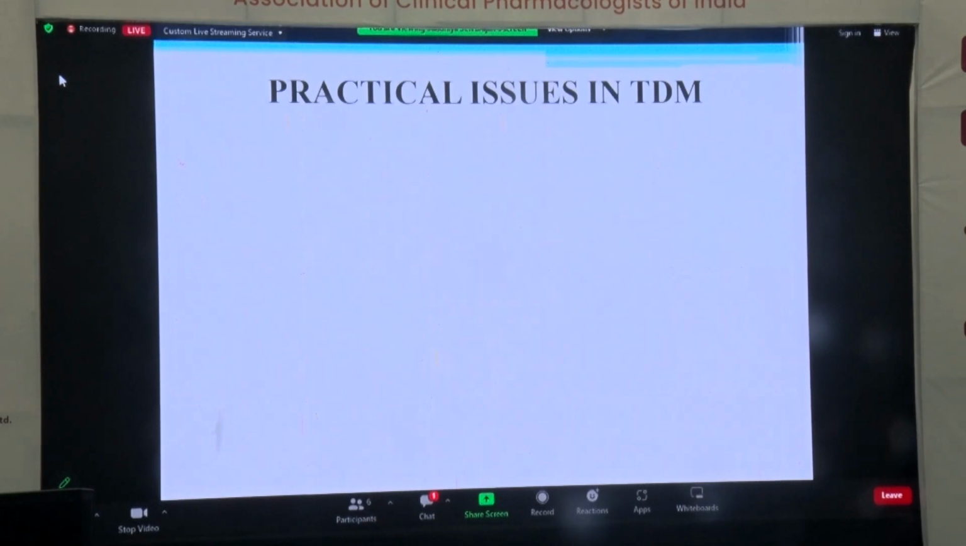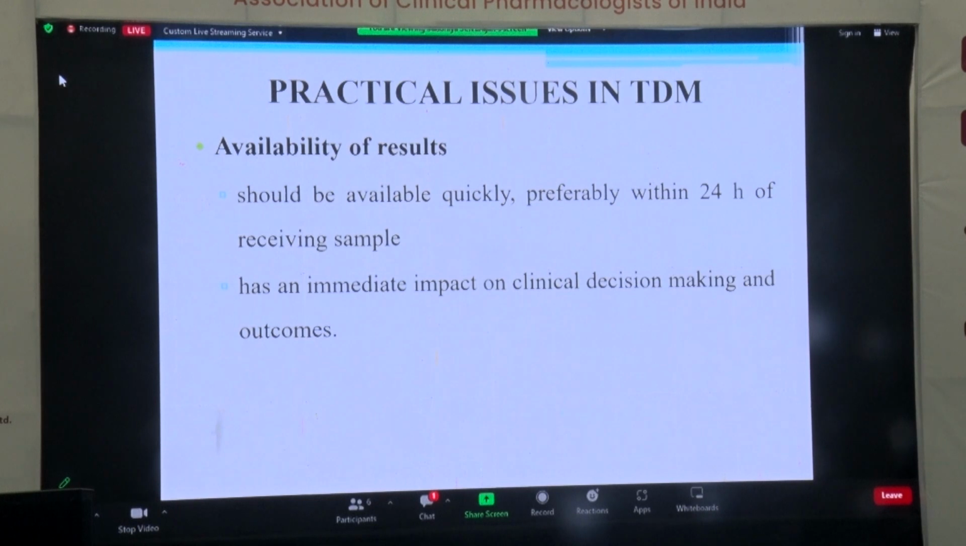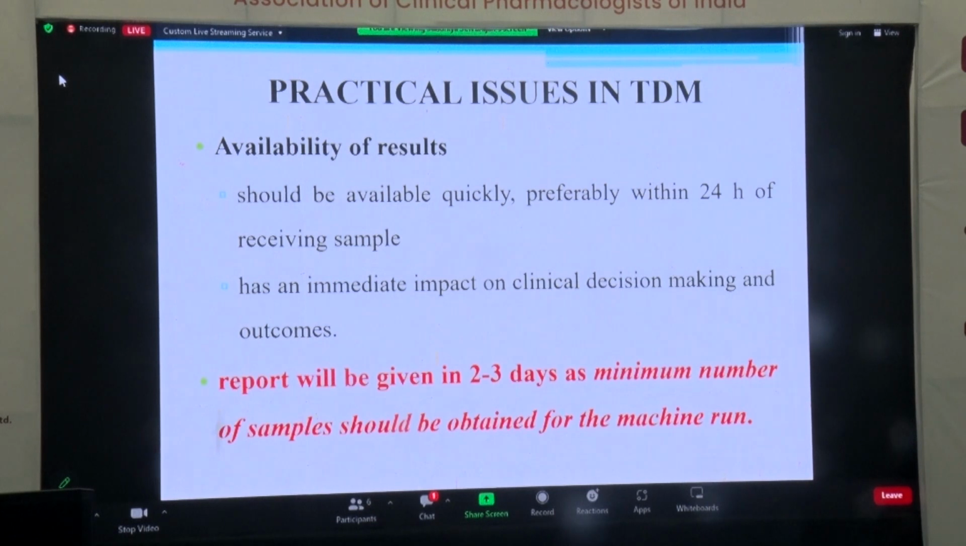So what are the practical issues which we come across while doing TDM? Whenever the sample is sent for TDM, the physicians expect the value to be given at least within 24 hours of giving the sample, because it plays a major role in critical decision making. However, there are a few difficulties, like feasibility issues in giving the results immediately. For example, even in our setup, it will take around 2 to 3 days depending on the availability of the sample. If more samples are there, then the results will be available on the same day.